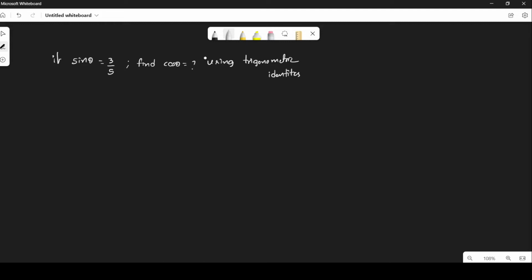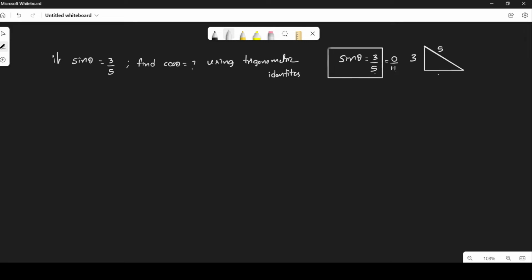Okay, now see, if sine theta is equal to 3 by 5, then we will compare with the actual definition of sine theta, because we know from SOHCAHTOA that sine theta is equal to opposite by hypotenuse. We'll draw the triangle and put opposite as 3 and hypotenuse as 5, since sine theta is equal to 3 by 5. In place of opposite 3 is there, so we write opposite as 3, and in place of hypotenuse 5 is there, so we write 5 as the hypotenuse.